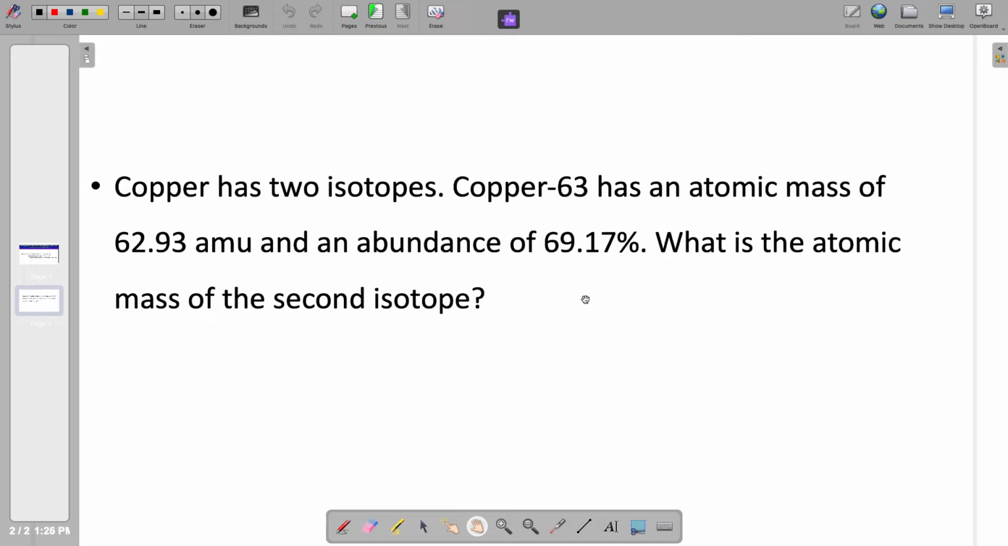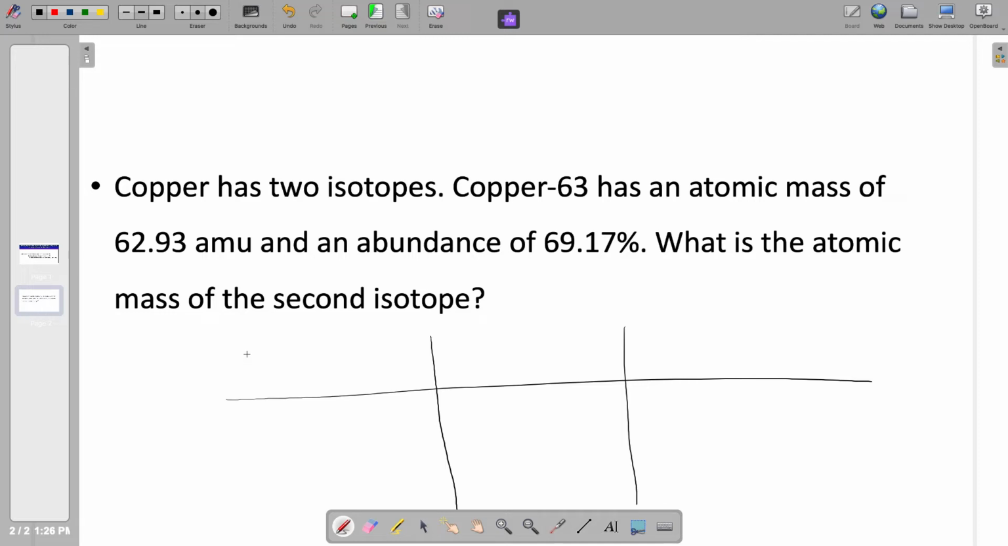To solve this problem, first of all, let's extract the useful information. To do that, I'm going to draw a table. So first of all, I'm going to write isotopes here. And I'm going to write isotopic mass, and isotopic mass usually has a unit of AMU, which means atomic mass units. It's a relative unit compared to something.